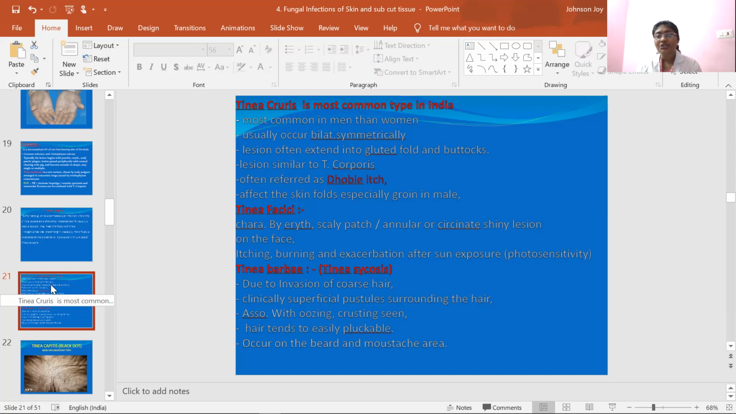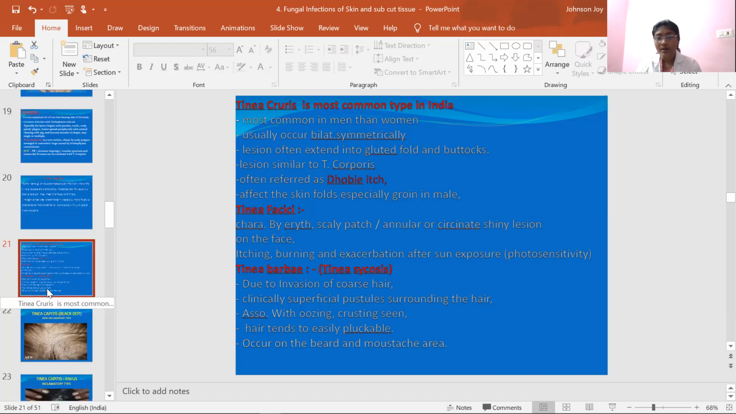Now, tinea barbae, also known as tinea sycosis. It is due to the invasion of coarse hair, and there will be clinically superficial pustules surrounding the hair follicles. It is associated with oozing, and crusting will be seen. Crusts are nothing but what we call a scab. So crust is nothing but dried up exudate. Now, hair tends to be lusterless and easily pluckable. It occurs on the beard and the moustache area. So that's why it is known as tinea barbae or tinea sycosis.